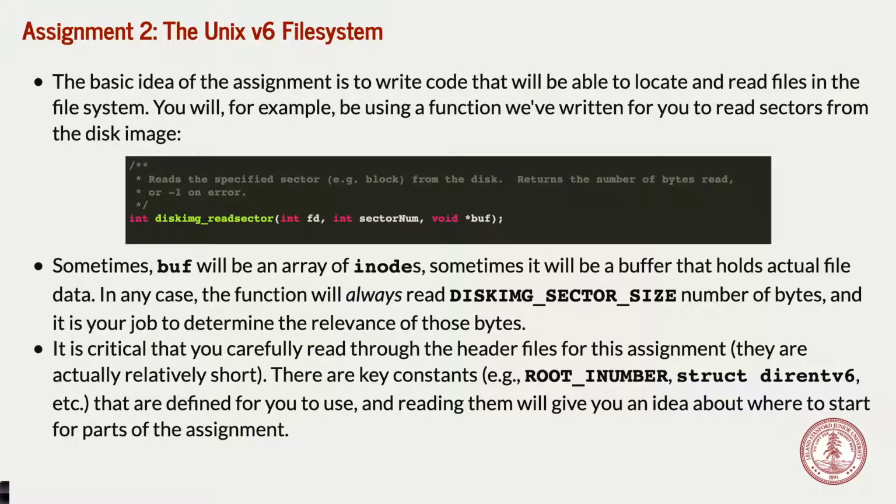The big part about this assignment, just like all the assignments, is to read through the header files. There's actually not that much to them, so it's not like a ton of reading. But there are lots of constants in there you will care about, like, hey, where's the root inode number? And you shouldn't use 1, even though that might be the root inode number. You should use the constant ROOT_INUMBER. There's a direntv6 struct and so forth. So again, read through the header files before you start trying to do any other coding.